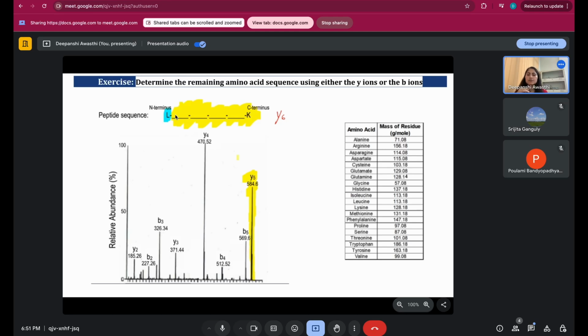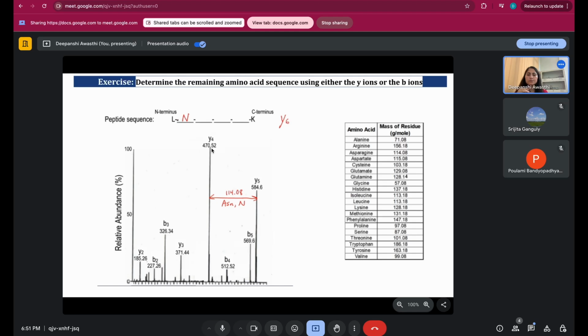As we don't have the Y6 mass, otherwise we would subtract Y6 and Y5 and get the molecular weight of L if we didn't have it, but we already have leucine at the N terminal, so we don't need that. Now we'll move to Y4. If we subtract Y4 from Y5, it will give us the residue present at the second position. So am I audible?